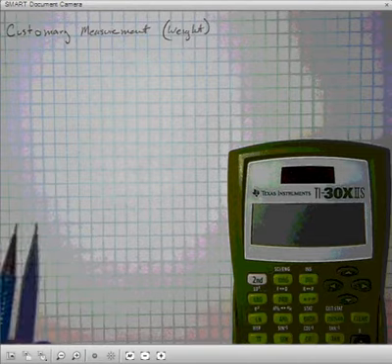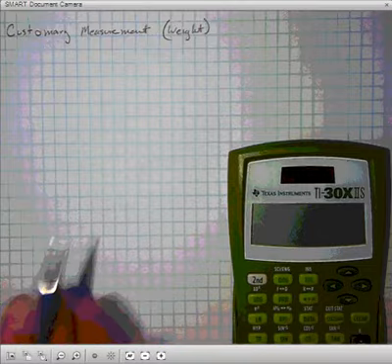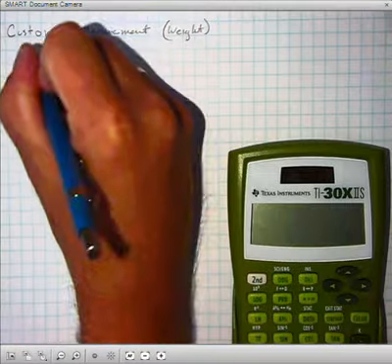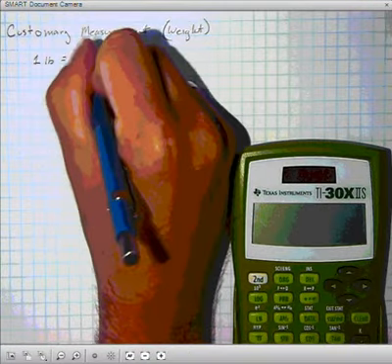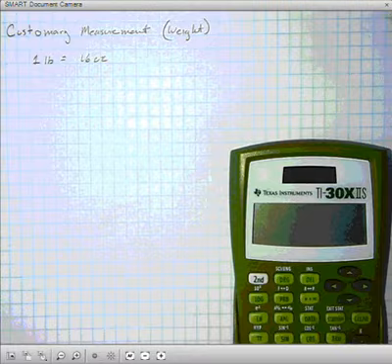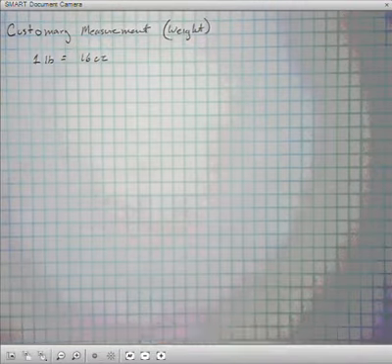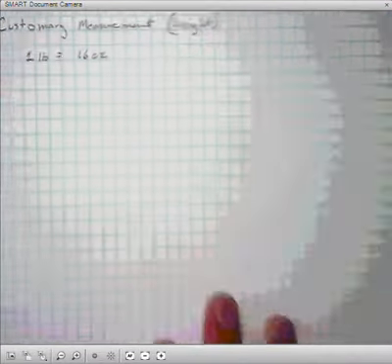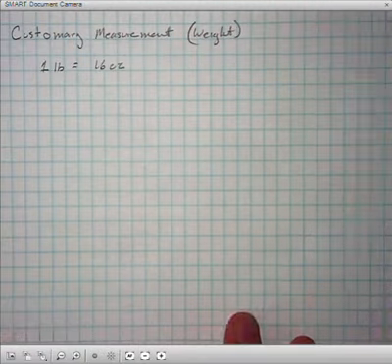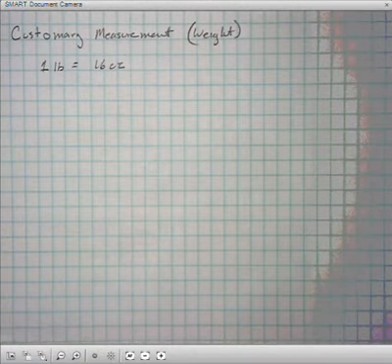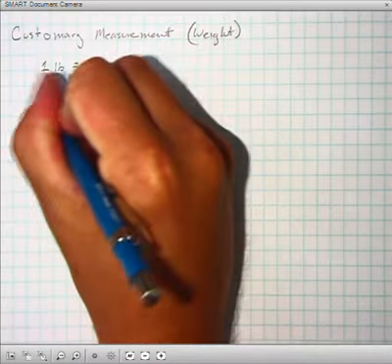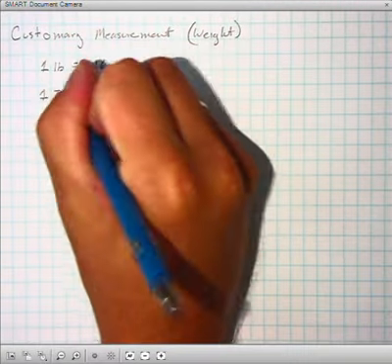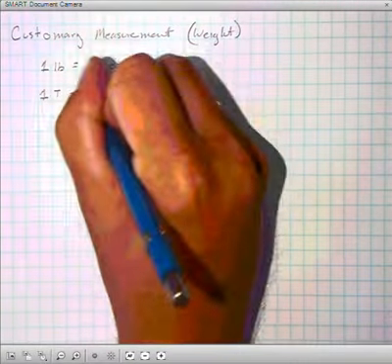Just like with length, we're going to have to remember some conversions. So for example, 1 pound is equal to 16 ounces. That is a conversion that you will need to memorize. 1 pound, 16 ounces. Also, 1 ton is equal to 2,000 pounds.